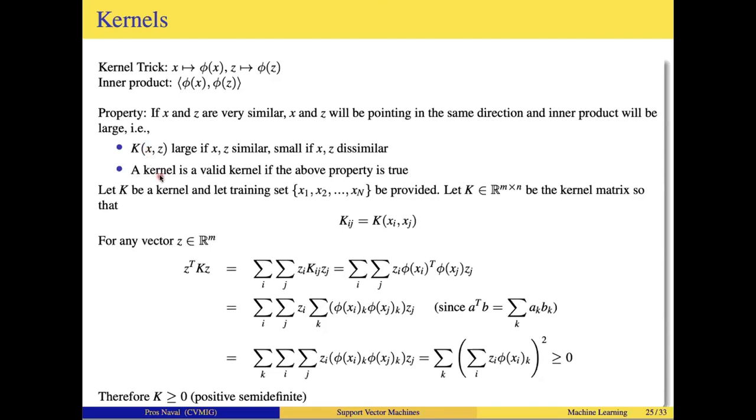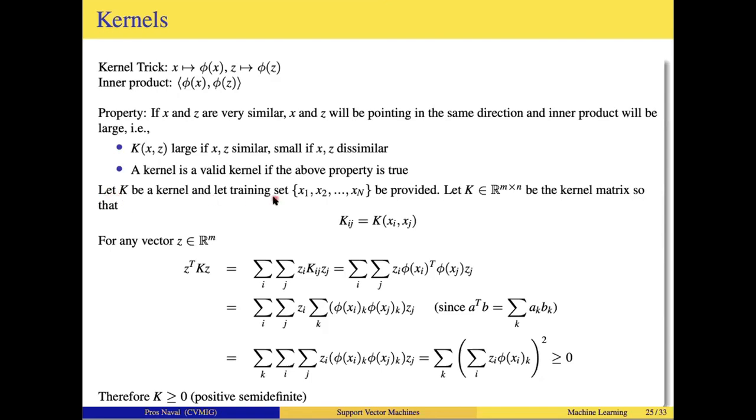Another property is that a kernel is a valid kernel if the above property is true. Okay, so if you don't have this property, then it's a fake kernel. So don't choose that. It will not give you good results. It will not give you even mediocre results. It will give you poor results.